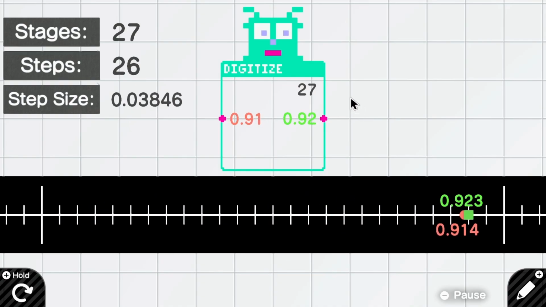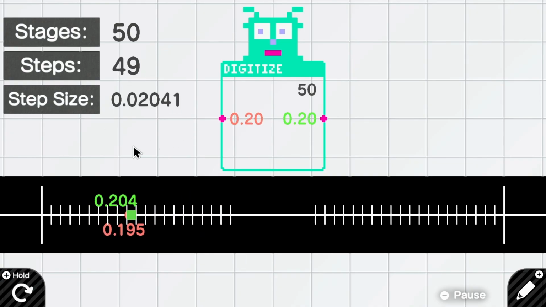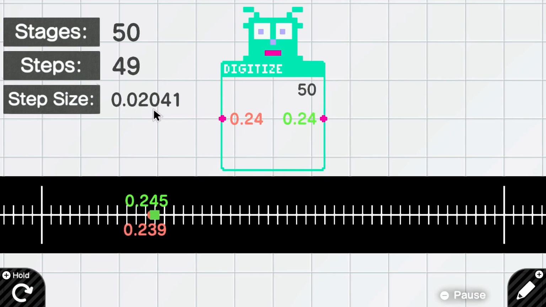So in default GBG, the setting of stages can go from 2 all the way up to 50. So you can see here, all the way up to 50. So here's the smallest step size that you can achieve in normal GBG, which is 0.02041. It's a little bit weird since it's 50 and not 51. So the step size is 1/49, which ends up with this really ugly number.